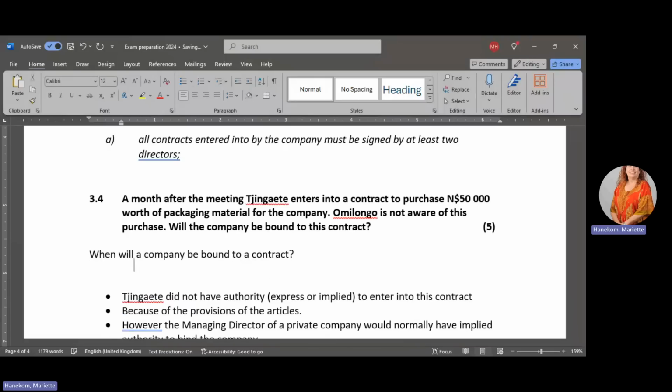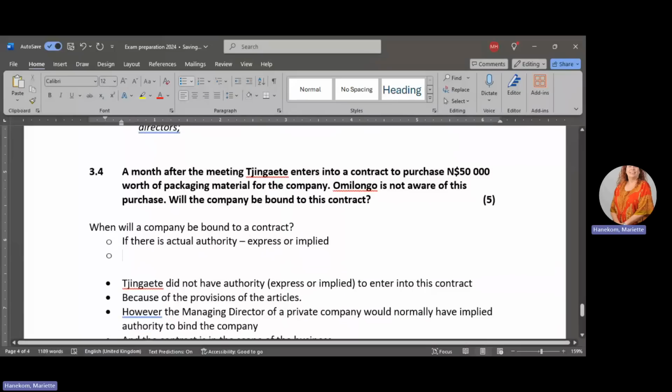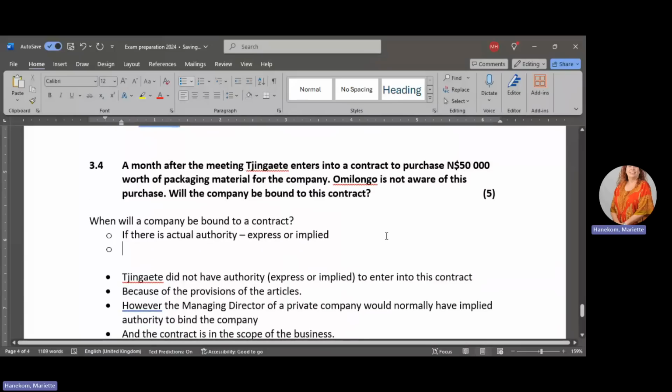When will a company be bound to a contract? In the first instance, if there is actual authority, which can be either express or implied. Or a company can be bound to an unauthorized contract.